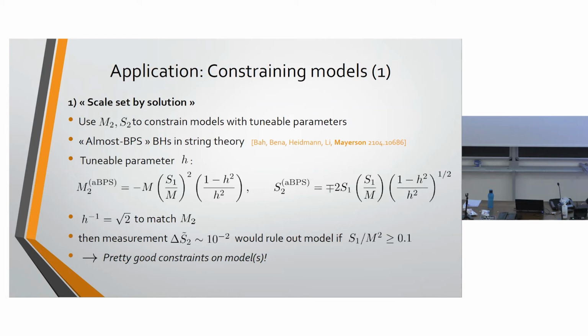Because this is just a very modest spin of the central black hole, this would be a pretty good constraint on the model. So this is one example where this kind of constraint really gives you something nice on your model.